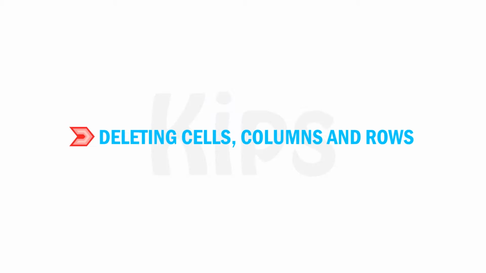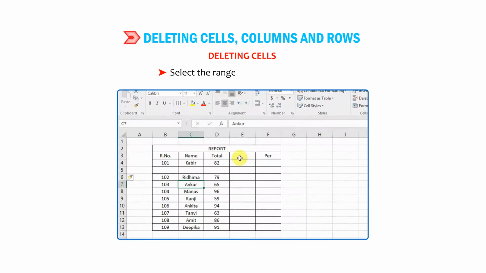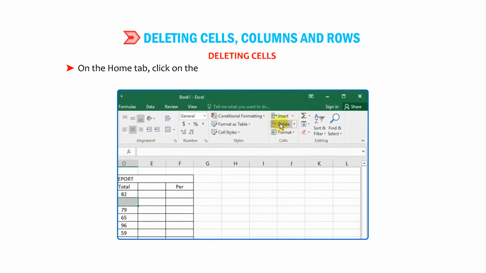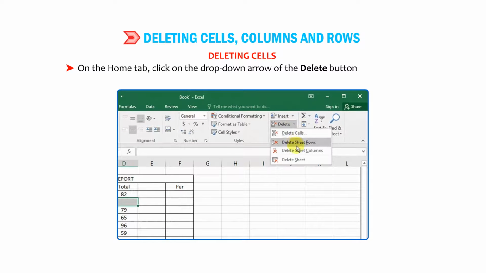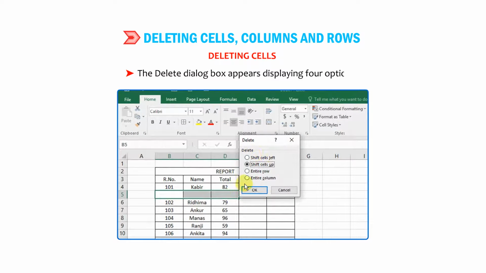Students, now let me tell you how to delete cells, columns and rows. Let me first tell you how to delete cells. Select the range of cells to be deleted. On the Home tab, click on the drop-down arrow of the Delete button and select the Delete Cells option. The Delete dialog box appears displaying 4 options. Choose appropriate option and observe the change.